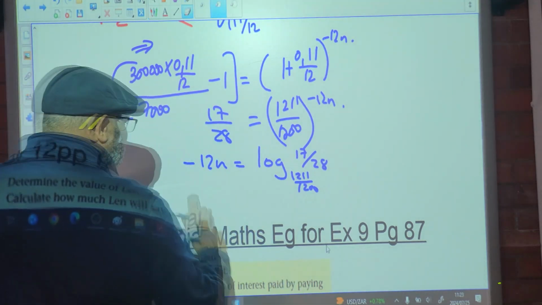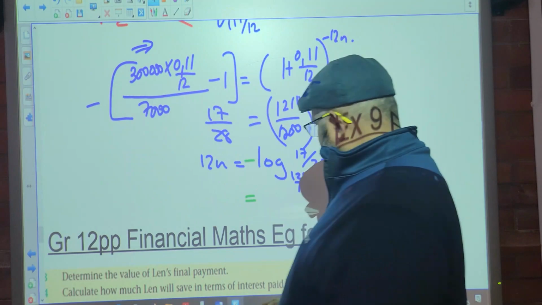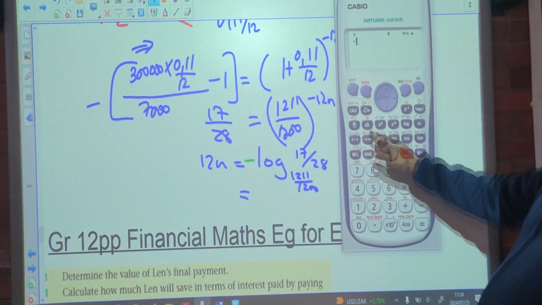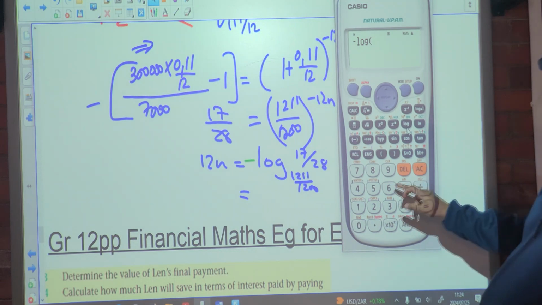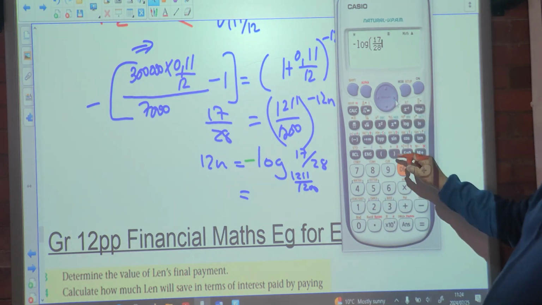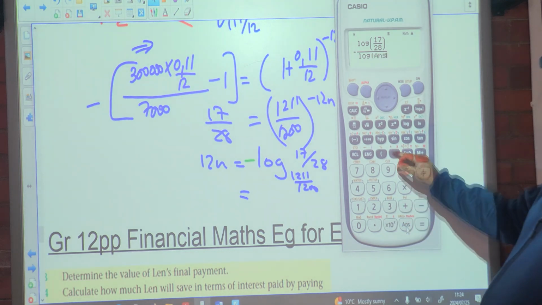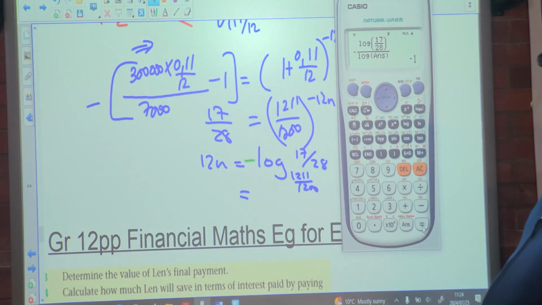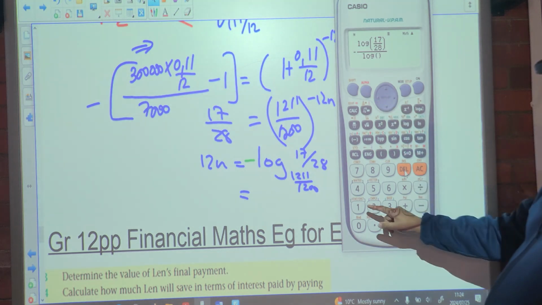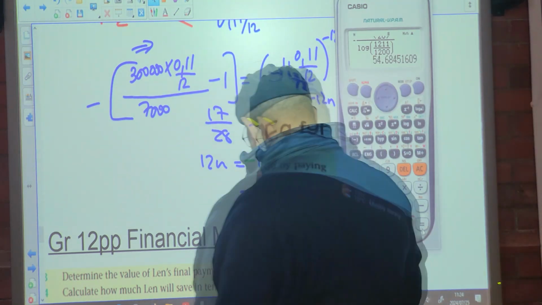I'm going to divide by the negative as well, both sides. So I'm going to put that also in the calculator. That gives us negative log of 17 over 28, and this is over log of 1 plus 0.11 over 12. That answer gives us, no, I'll do the same thing, 1 plus 0.11 over 12 over 1,000, and it gives you 54.64. Is that correct? Yes.